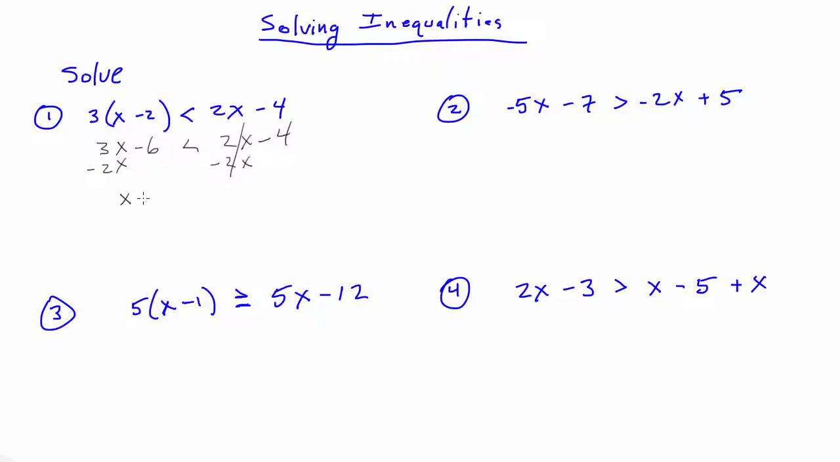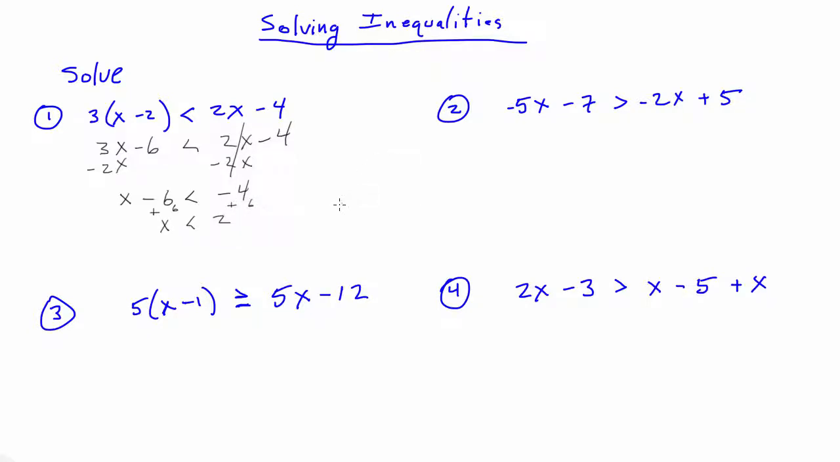Please don't write 1x there. We're big boys and girls now, so we don't write 1x anymore. Okay, x less than negative 4. And I better show this right here. Adding 6 gives 2.